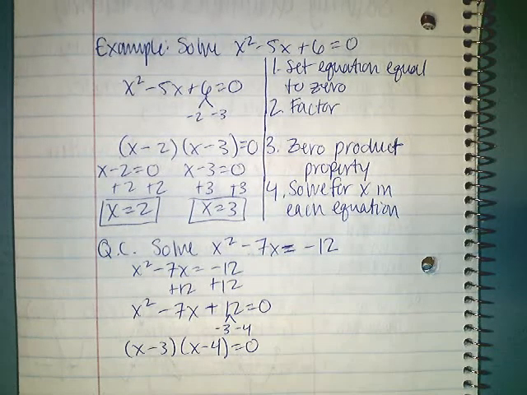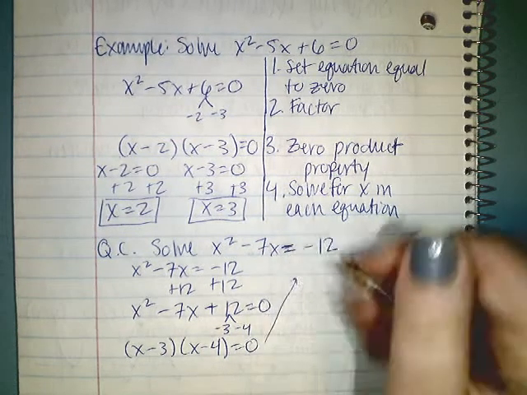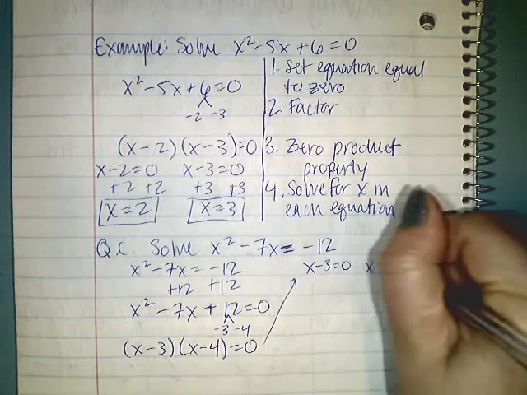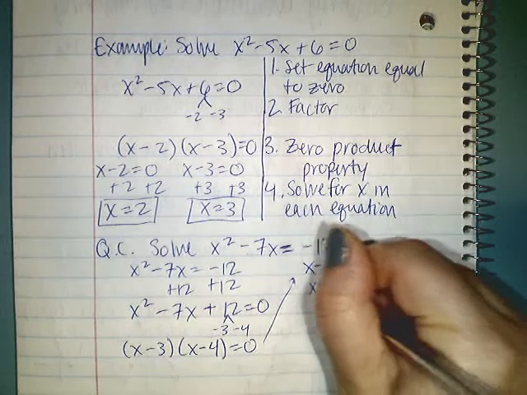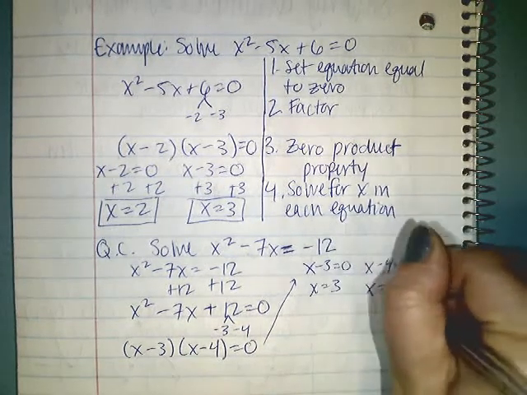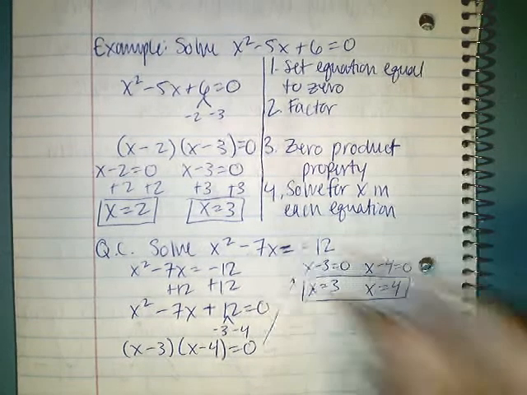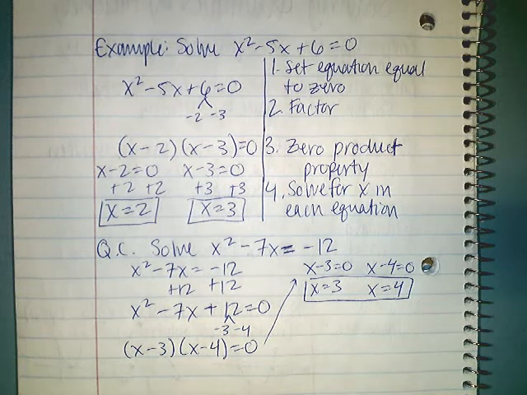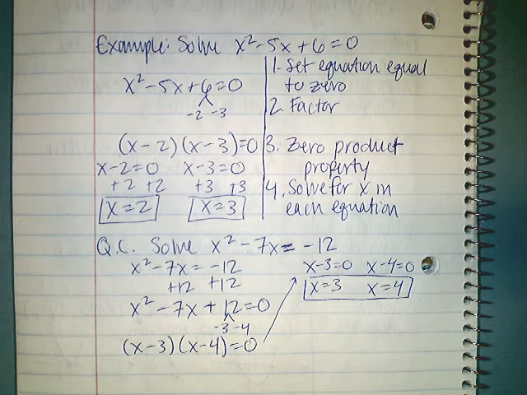I'm multiplying two things and they equal 0. So I know I'm going to continue this up here. Either x minus 3 equals 0 or x minus 4 equals 0. So x will equal 3 or x will equal 4. And those are my solutions. Those are my x-intercepts. So I'm going to have us do one more, just because I want to make sure we haven't forgotten all our methods of factoring.